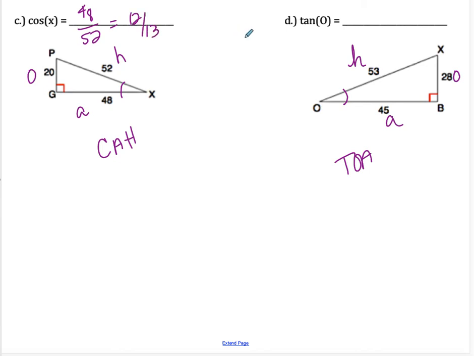Good. And on D, from angle O, I have opposite, hypotenuse, adjacent. Tangent is TOA, so I'm going to write 28 over 45. That one does not reduce, though, right? Does not reduce.